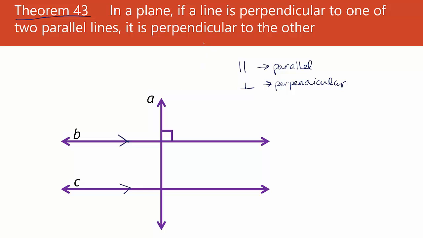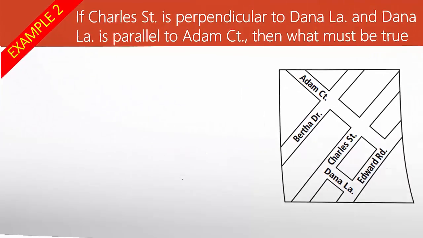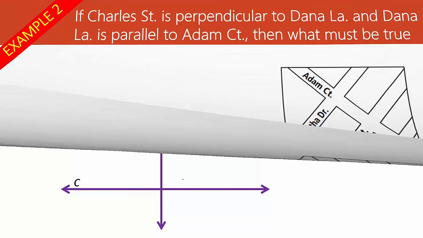So that means that if a line is perpendicular to one of two parallel lines, so if A was perpendicular to B, meaning it forms a 90-degree angle, then it is perpendicular to this line as well, which is also a 90-degree angle. So remember, perpendicular means it forms two 90-degree angles. All right, so second example, let me just go back real quick, make sure I didn't skip anything.